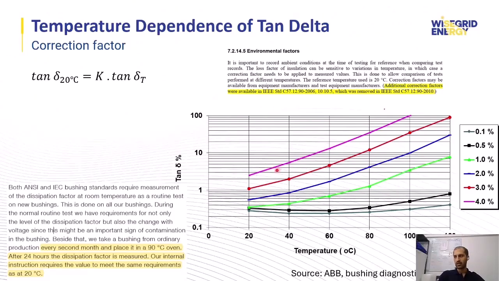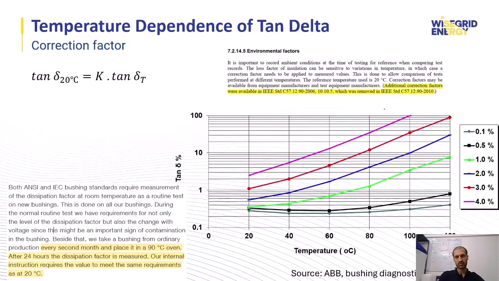You can see, if the moisture level is increased, the dependency of tan delta on temperature is very high. So this means that higher moisture content causes a strong increase in tan delta with temperature.